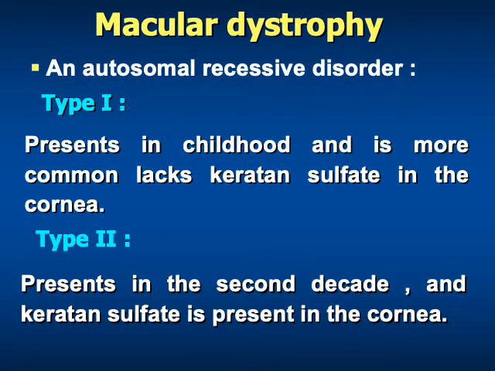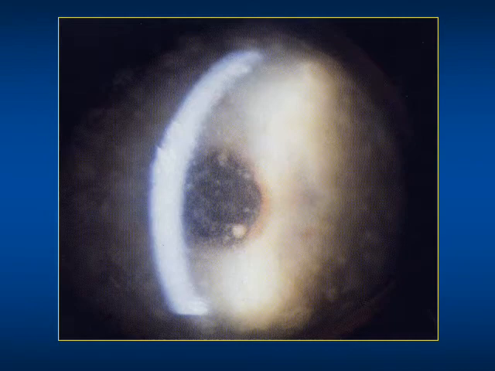As for macular dystrophy, it is an autosomal recessive disorder. It has two types. Type 1 presents in childhood and is more common, and lacks keratan sulfate in the cornea. There is no keratan sulfate in the cornea. As for type 2, which occurs in the second decade, there is keratan sulfate in the cornea. This is a picture of the diseased cornea. As you can see, there are multiple opacities in young age.